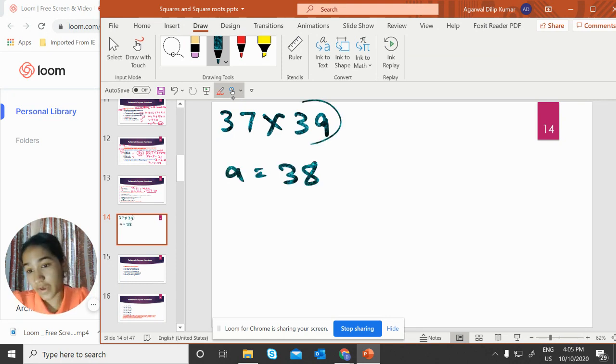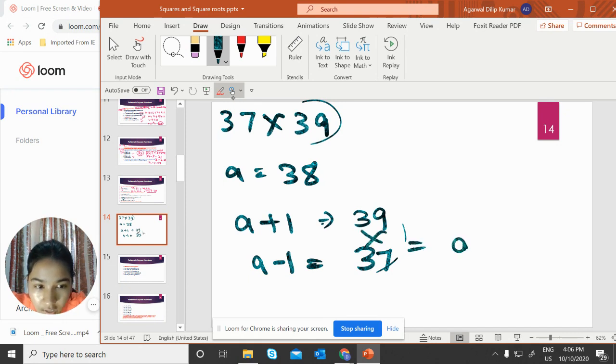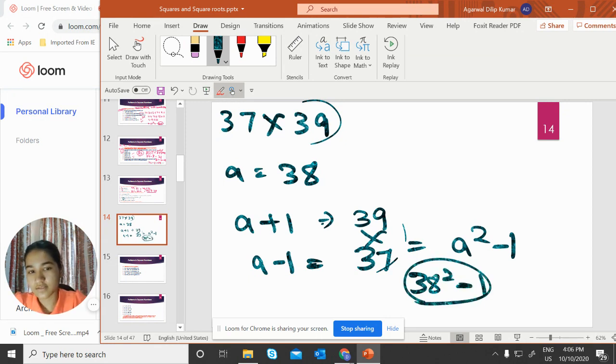Now you might be asking why. Why is it so? Because it is just below it, as I told you. So a plus 1, what is a plus 1? 39, into a minus 1, which is 37, is equal to a square minus 1. a square, 38 square minus 1. That's the rule.